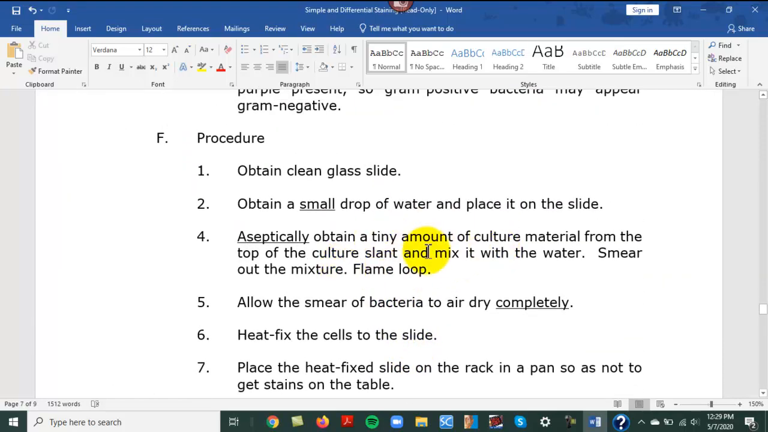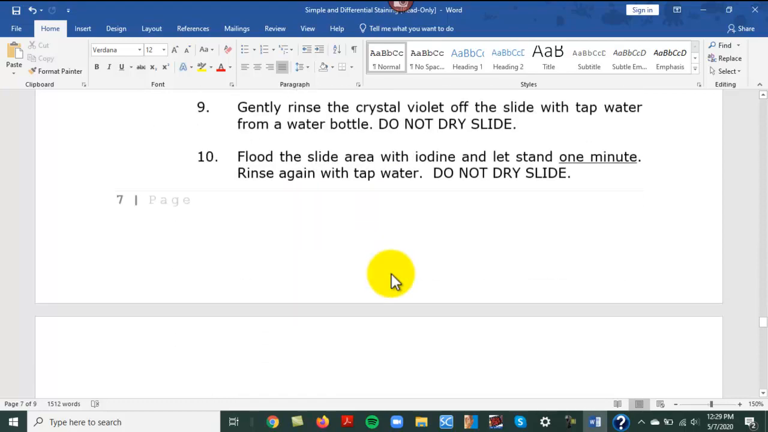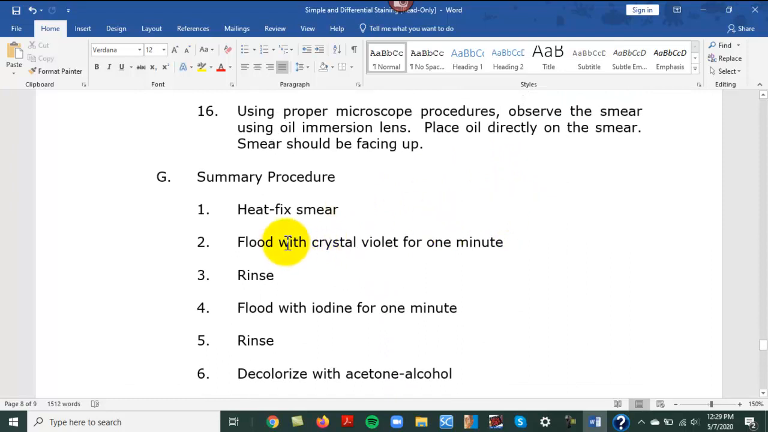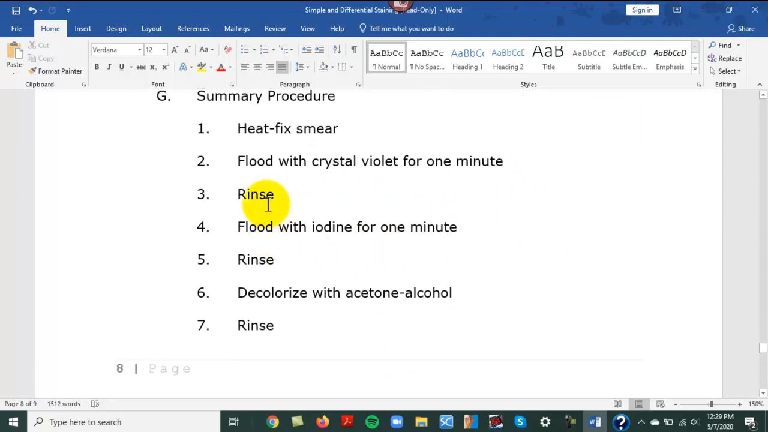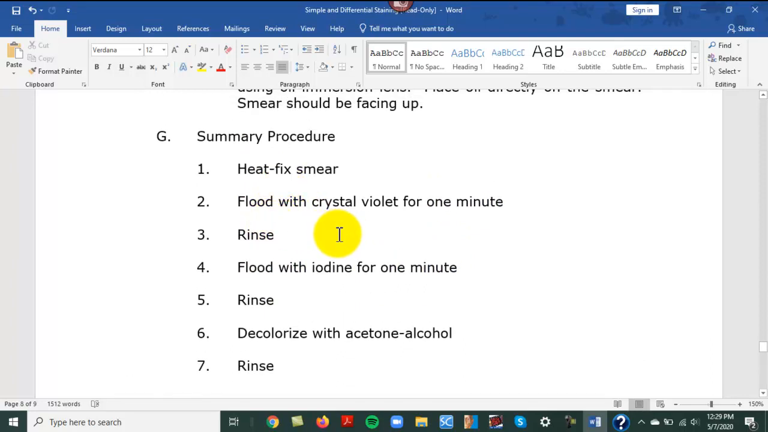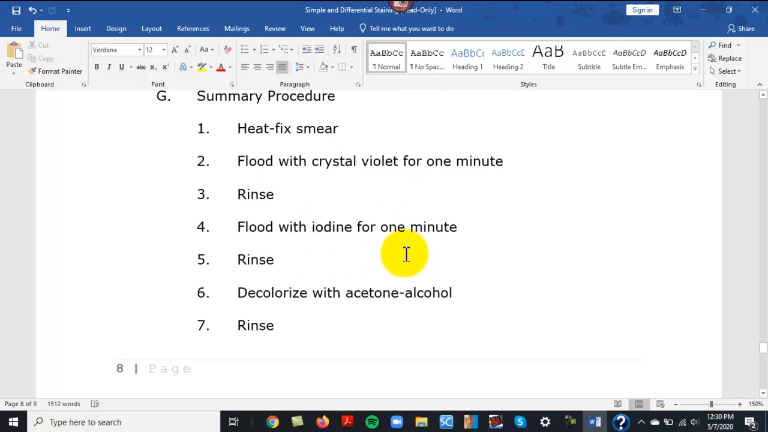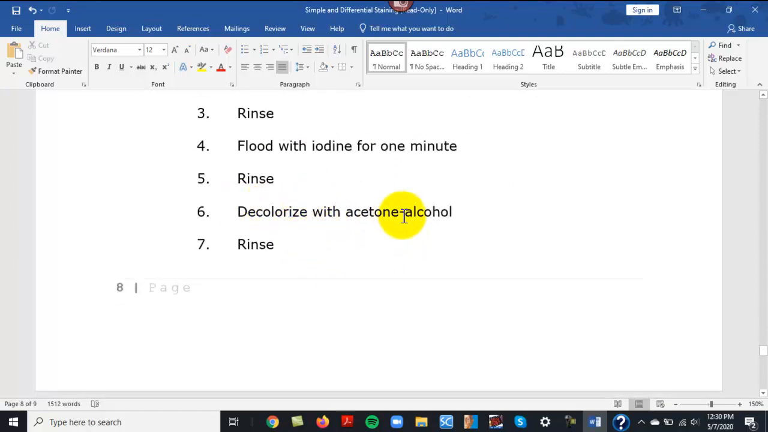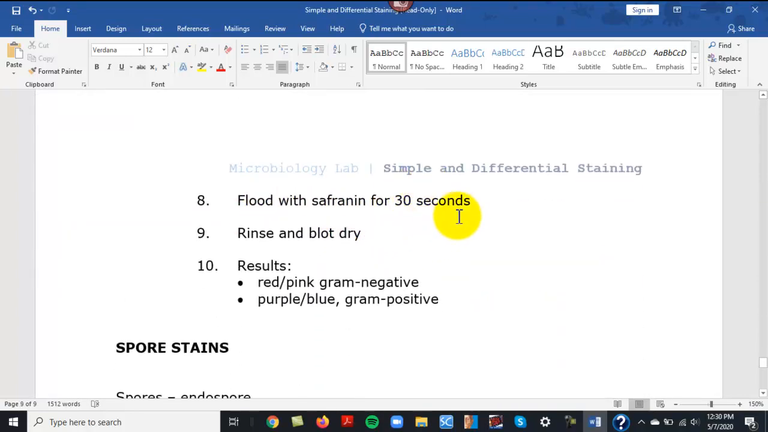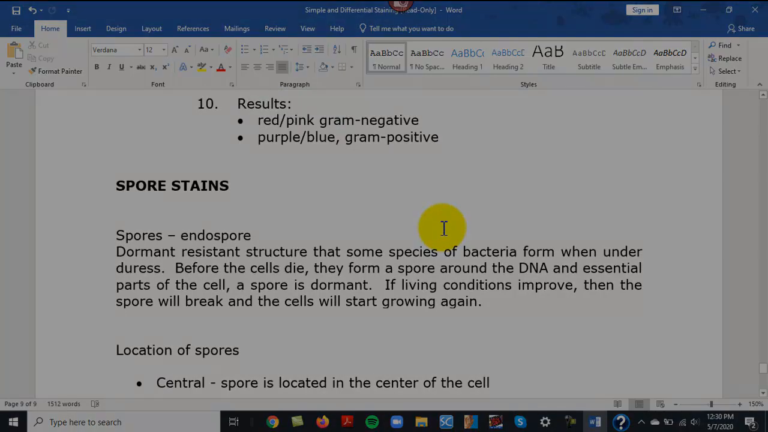Here's the procedure. I'll let you read through that. It goes through it step by step, and it even tells you, I know I put those times in there. There's 30 seconds. Here it is. So crystal violet, 1 minute, rinse, and you don't blot dry between the steps. You're going to add crystal violet for 1 minute. You would then rinse or dab it in water. You would add iodine for 1 minute. You would then rinse it off. You add the decolorizer. You would rinse that off with water. Flood with safranin. You would actually rinse that as well, but then you're going to blot it dry. That's the entire gram stain procedure.